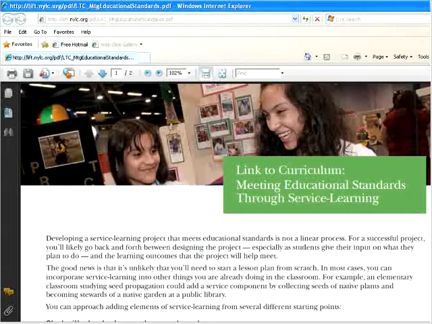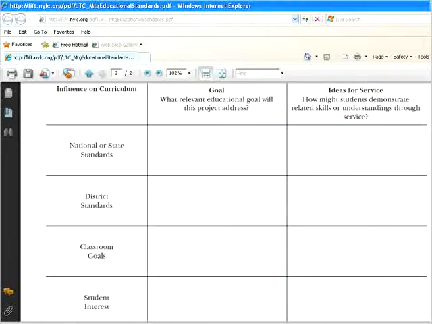This resource called Meeting Educational Standards through Service Learning goes through some of those common entry points that I mentioned earlier and talks about the advantages and disadvantages of each of those. And the flip side of this also includes a handy chart for looking at ideas for service and organizing how it fits some of your standards that you have in the classroom.